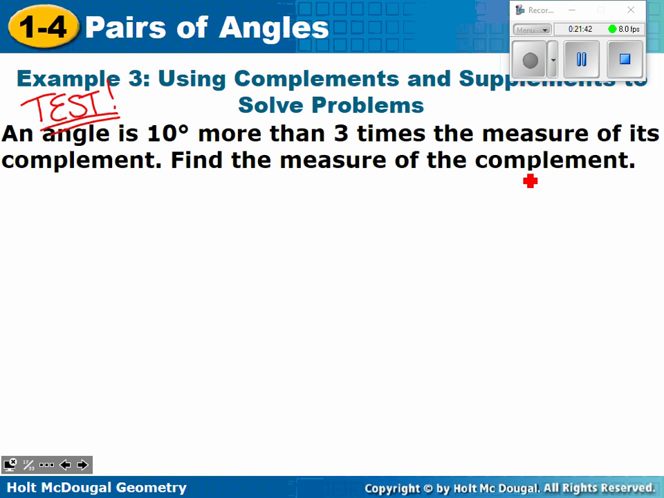So here, there are a lot of ways you can work this problem. Let's read it first, and then I'm going to show you one way I would work it from the algebra teacher in me, and then you may come up with a geometry picture or a different way that you like better. So it says an angle is 10 degrees more than 3 times the measure of its complement. Find the measure of the complement. It's kind of wordy, right?